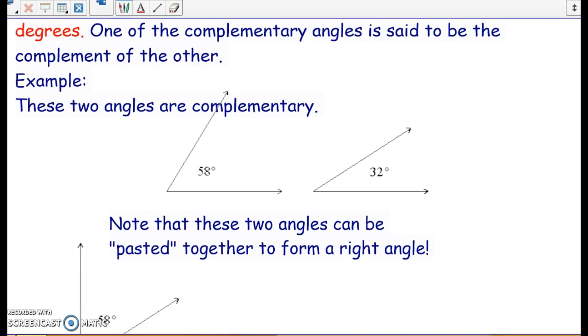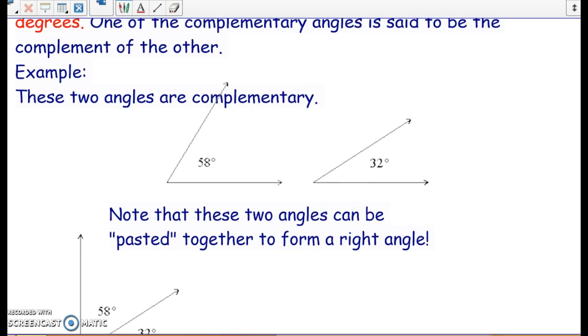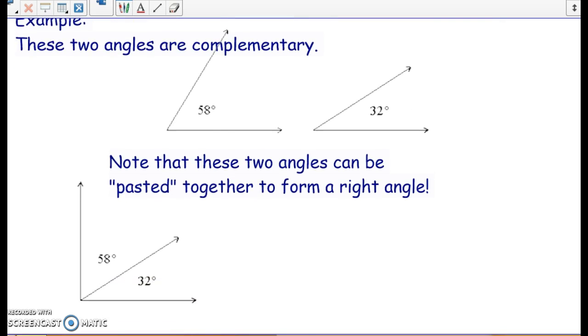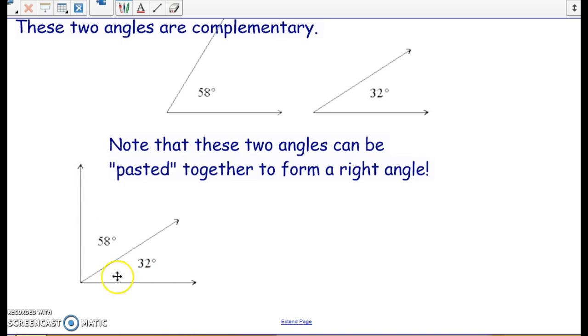So there's two angles. One is 58 degrees, one is 32 degrees. If you add those up, you do get 90 degrees. And that's what it looks like when you put those two angles together, and it is exactly a 90-degree angle.